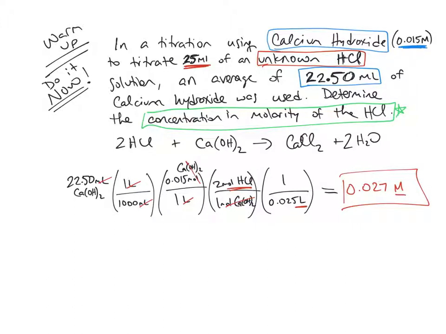All right. But again, notice that we're starting with the base, right? We start with our volume of base, we get to liters, we use our concentration, now we have moles of our base, then we use our mole ratio. This one happens to have a 2-to-1 mole ratio for the acid to base, so we plug that in, divide by the volume, and you get your concentration.